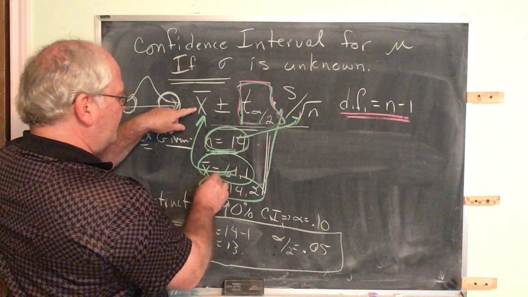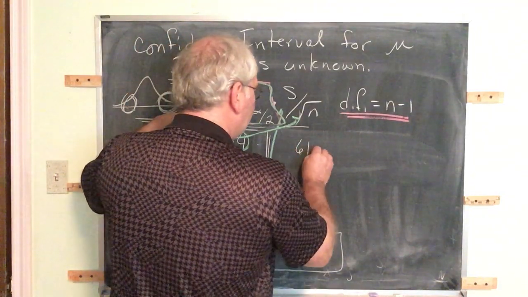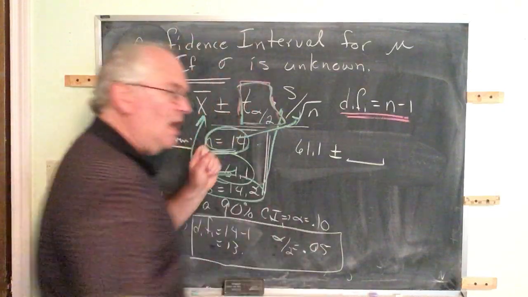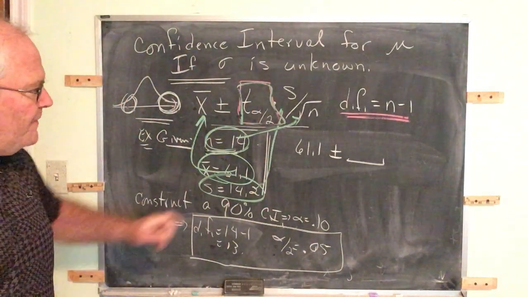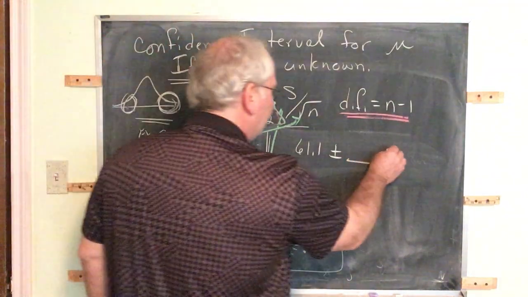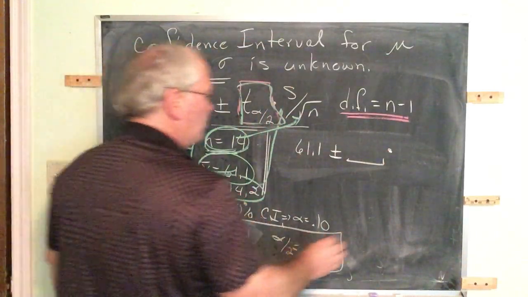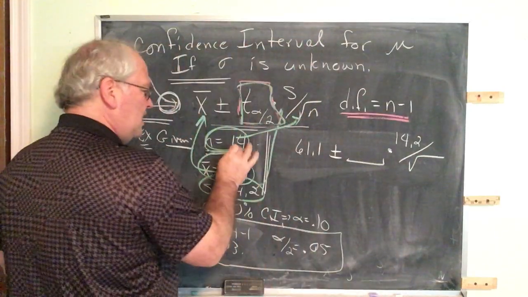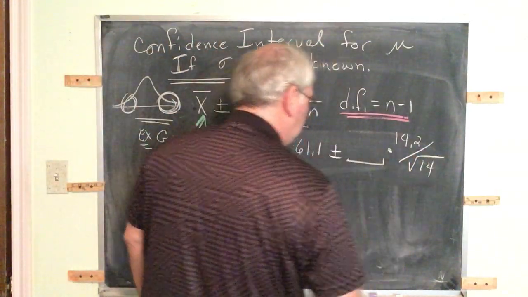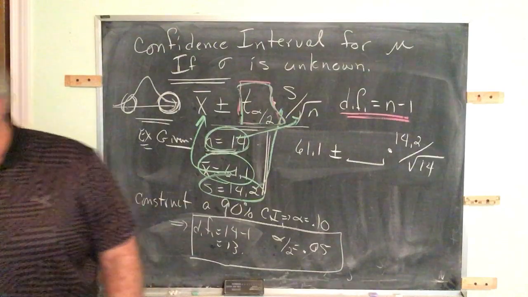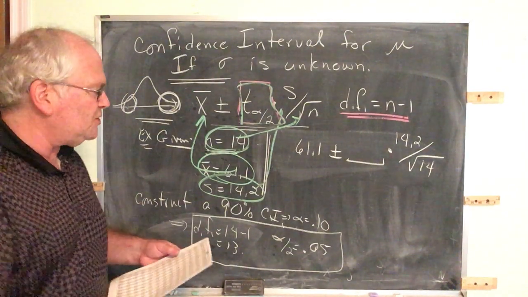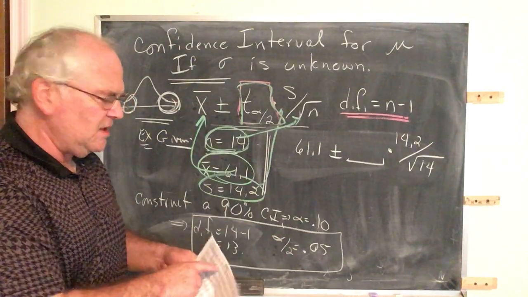X bar is given to be 61.1 plus or minus, don't know yet, we'll look that up in just a moment. But these numbers are known. This is times s, which is given to be 14.2, divided by the square root of, in this case, 14. And we need to find our value from the t table. Again, previously we've discussed this. This should be straightforward. We're going to be in the 0.05 column.